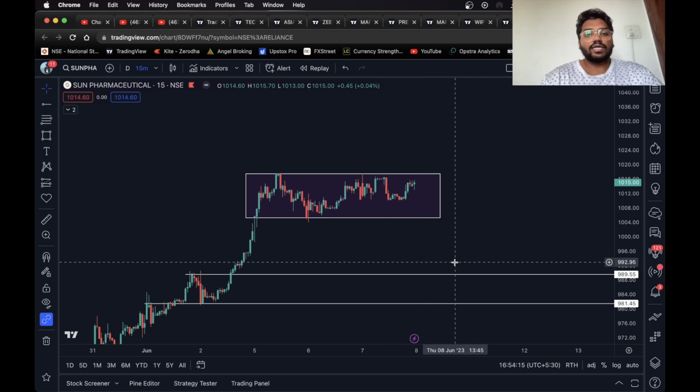So this is basically it for the video, guys. Like I said, I have shared 10 stocks here. As you can see, these are very simple, nothing complicated, totally based on price action. So I hope this is very easy for you to understand and trade as well.